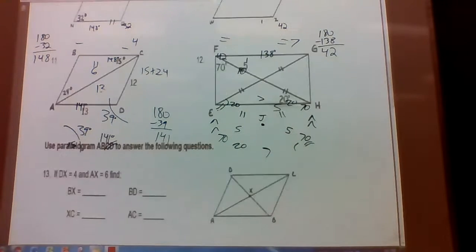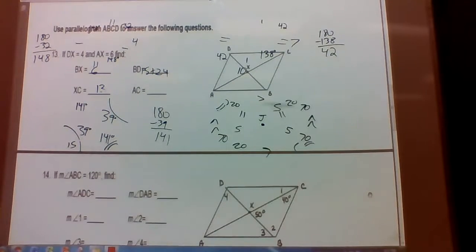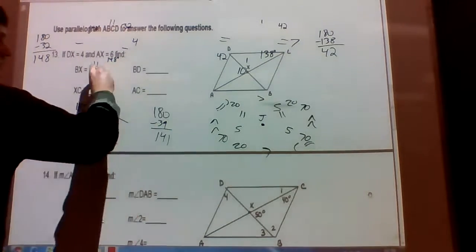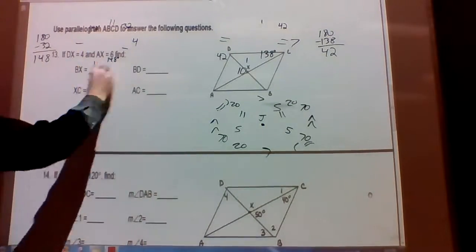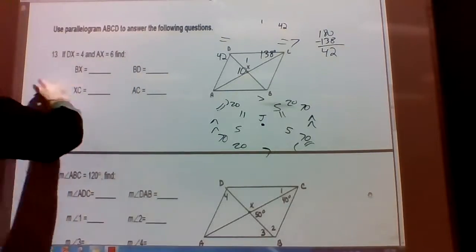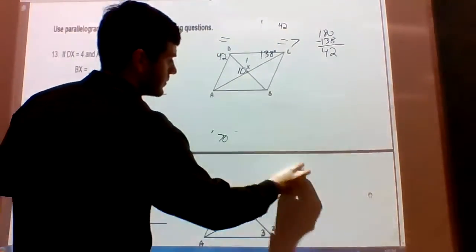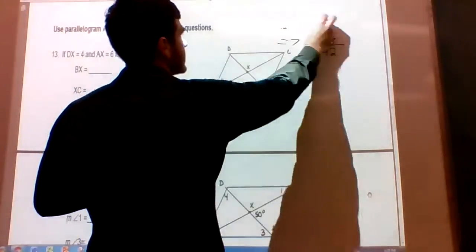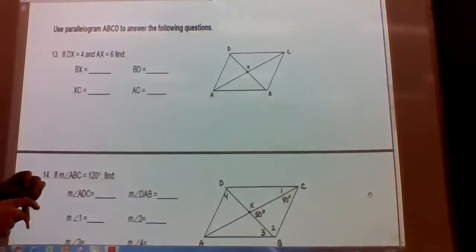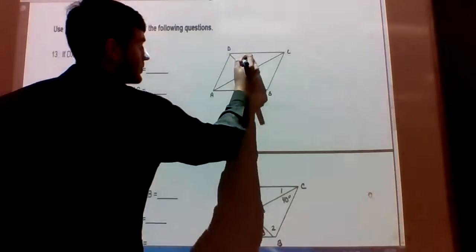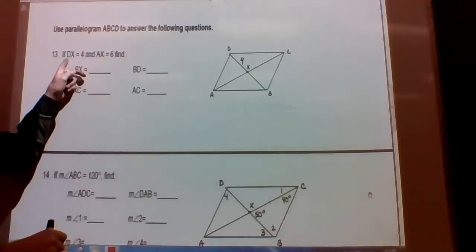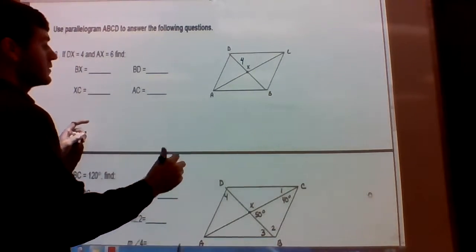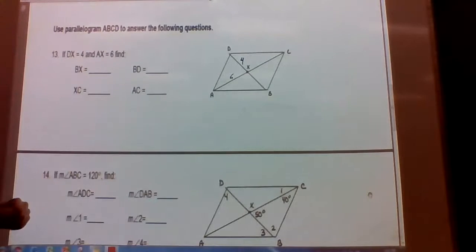Diagonals bisect each other. Okay, 13 here. Okay, this one's a good one. This is a better one than the last one for the property of parallelograms, where it says diagonals bisect each other. So here on 13, it's telling us DX is 4. DX is 4 and AX is 6. Okay, it tells us we need to find BX, XC, BD, and AC.